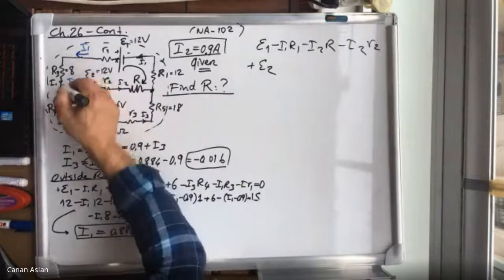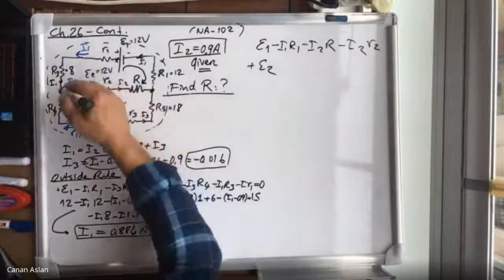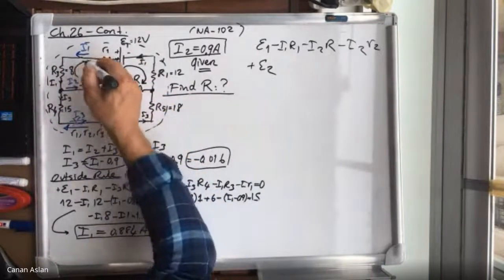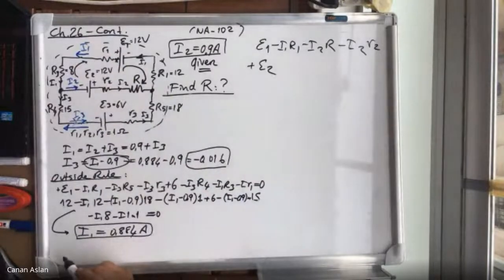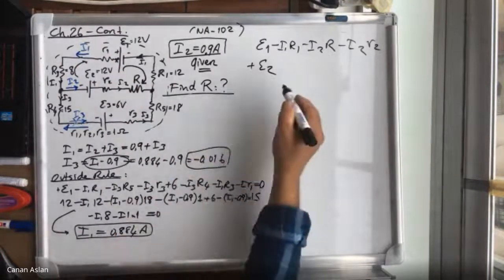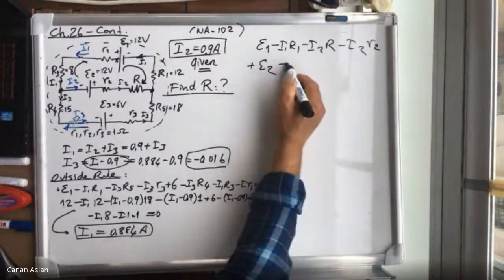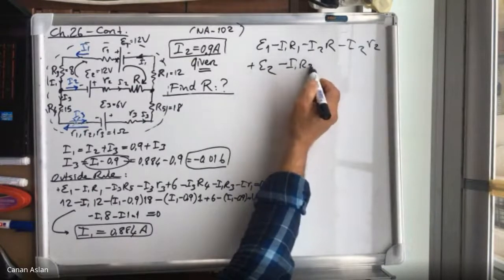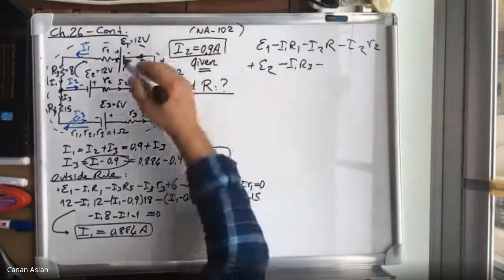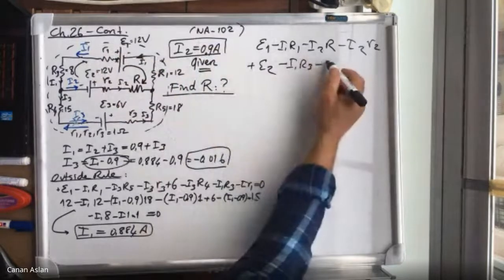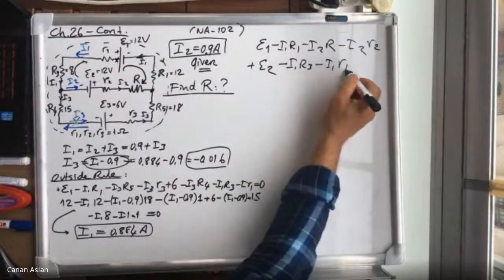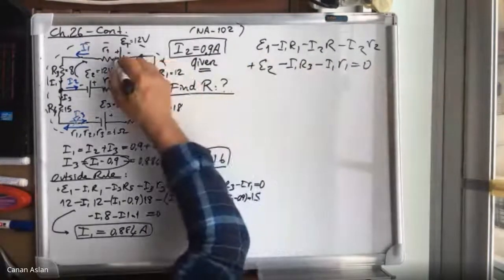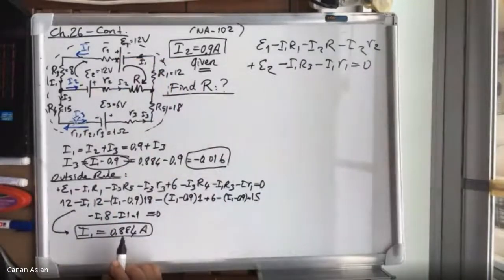and then minus again, because I1 is going down, but we're going in this direction, so don't forget the rotation direction, it's clockwise direction, minus I1 times R3, and then minus I1 times R1 equals 0. We come back to this point again. So this is the loop equation for the upper loop.